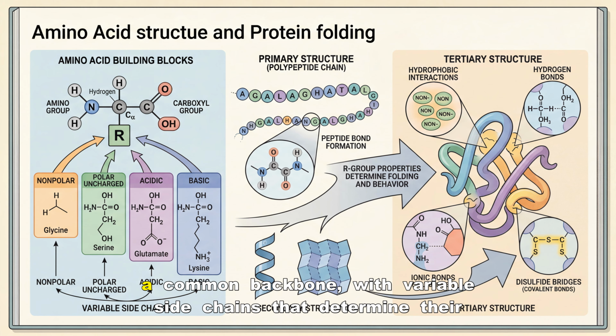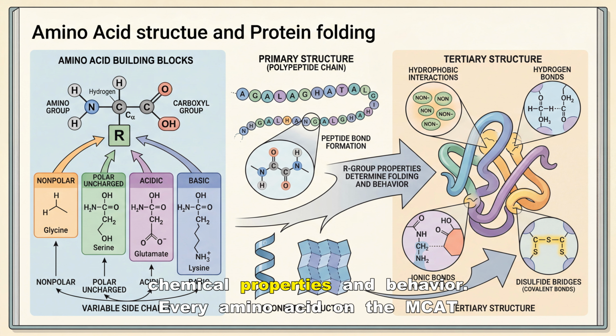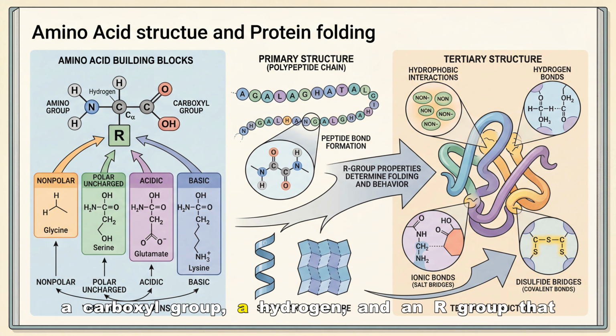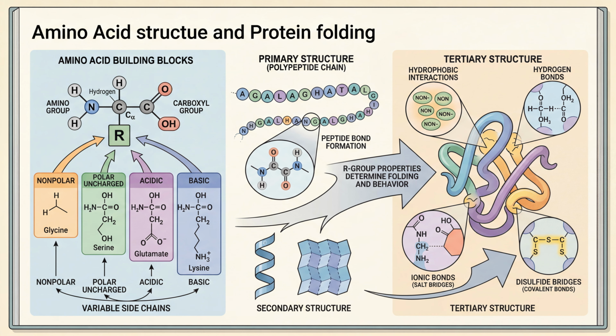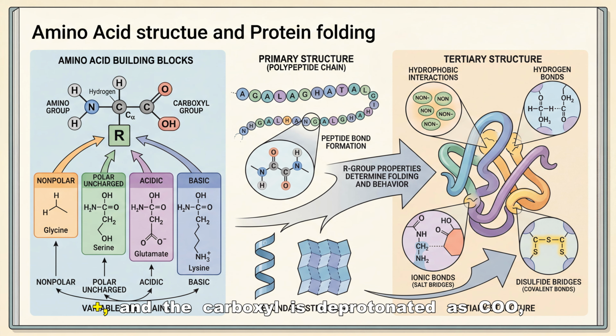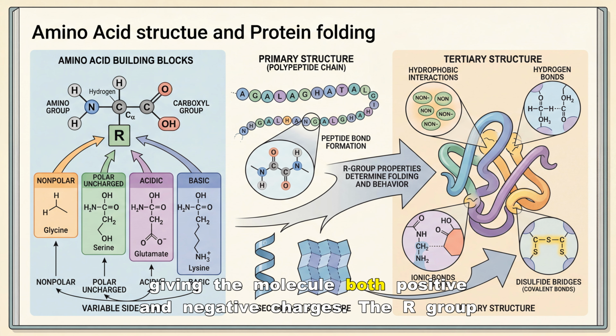Amino acids share a common backbone, with variable side chains that determine their chemical properties and behavior. Every amino acid on the MCAT has the same core: an alpha carbon bonded to an amino group, a carboxyl group, a hydrogen, and an R group that makes each one unique. At physiological pH, remember the zwitterion form. The amino group is protonated as NH3+, and the carboxyl is deprotonated as COO-, giving the molecule both positive and negative charges.